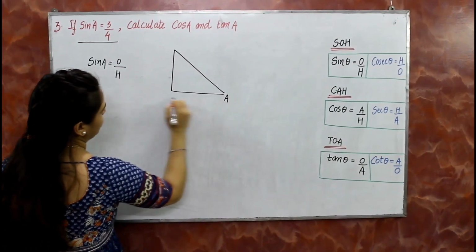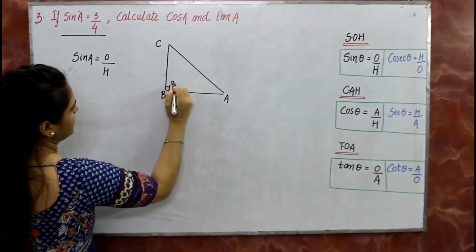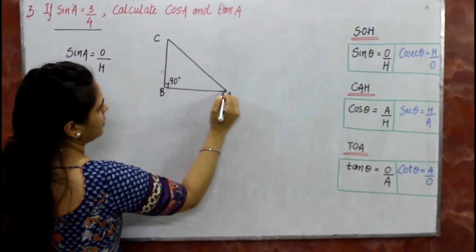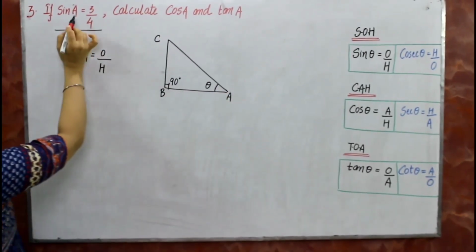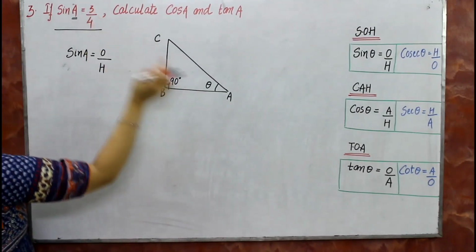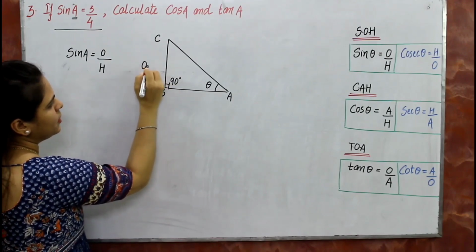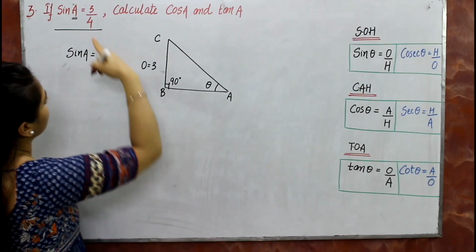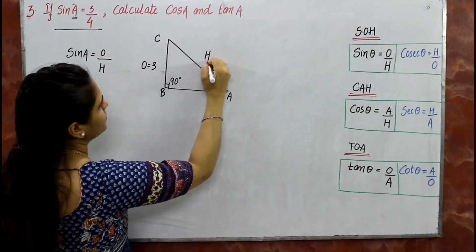Angle A, B and C. Right angle is at B. Angle A is this. We are interested in angle A, so I am marking it here theta. Side opposite to theta is BC, so its opposite is 3, and side 4 is hypotenuse.